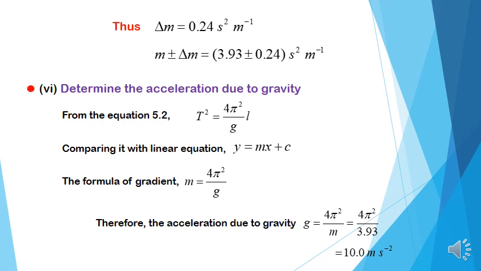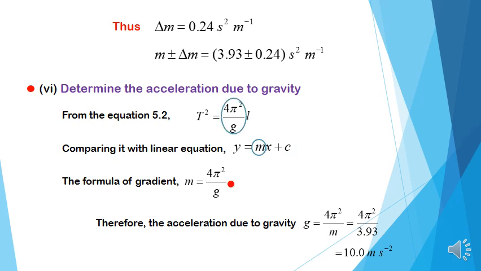Roman 6. Determine the acceleration due to gravity. From the equation 5.2, the oscillation period t squared of the simple pendulum is given by this expression. Comparing it with the linear equation y equals mx plus c, where t squared is the y, L is the x. There is no y-intercept according to the equation 5.2 theoretically. Therefore, the formula of gradient m is 4 pi squared over g.